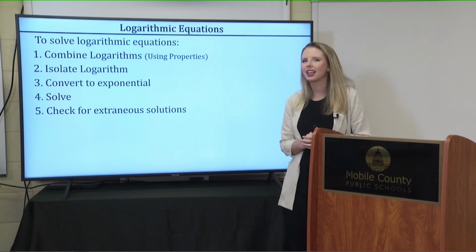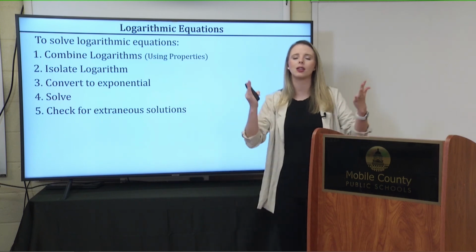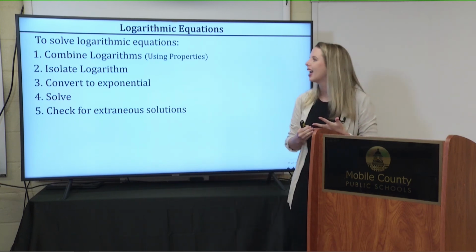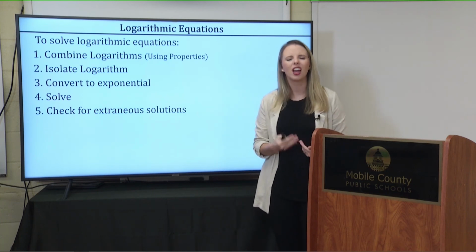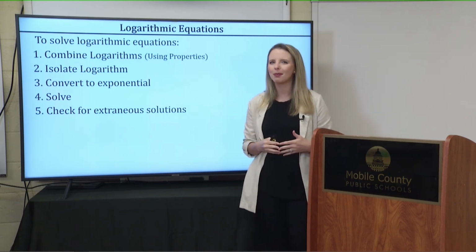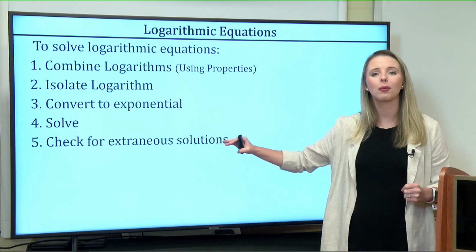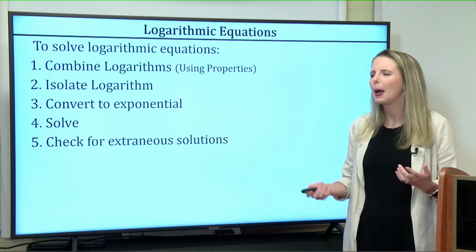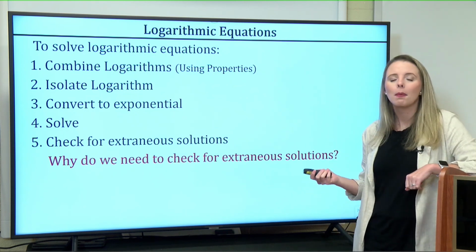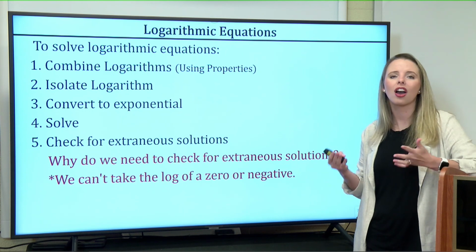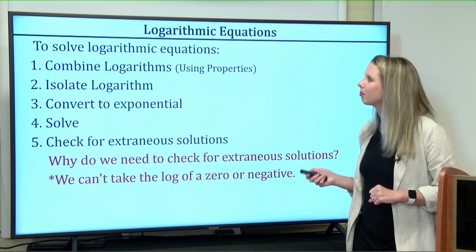All right, logarithmic equations. We're going to combine our logarithms. Using our properties, we only want to see one log in our equation eventually. Then we're going to isolate that logarithm and convert it to an exponential. Remember last week how we spent so much time discussing converting? There was a reason for that. Then we're going to solve and check for extraneous solutions. But why do we need to check for extraneous solutions? Because remember, we cannot take the log of a 0 or a negative, so we're going to have to make sure that is not happening.